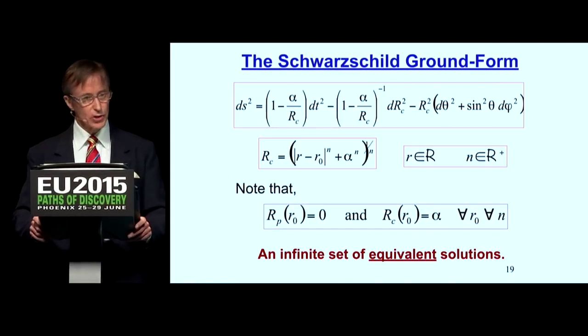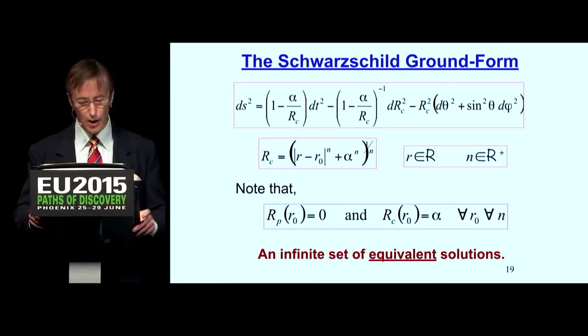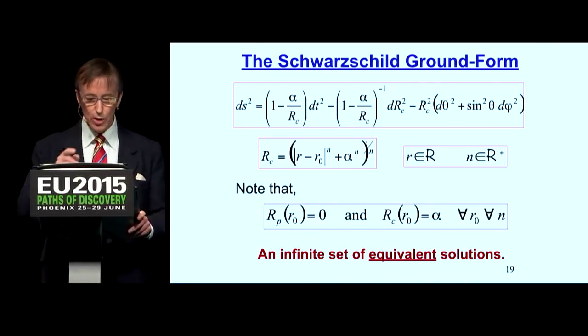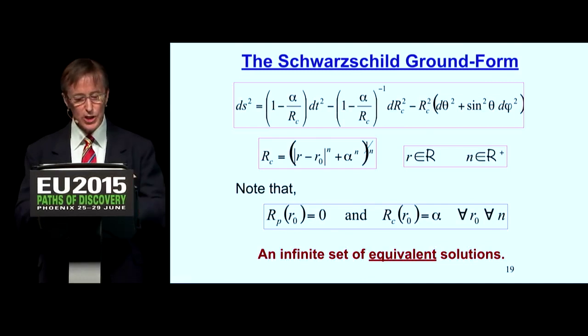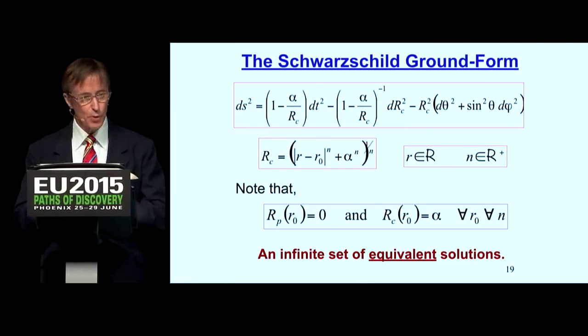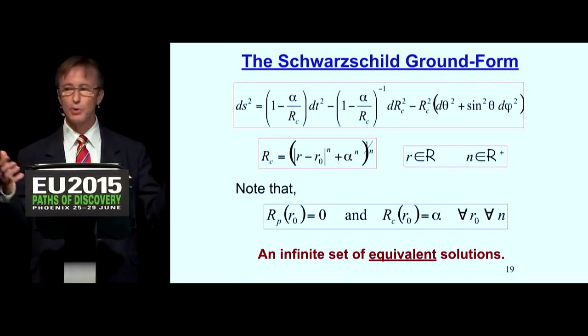Let's have a look at the Schwarzschild ground form. This is something that I wrote down in about 2005, in my first paper on this subject. Have a look at this equation, particularly Rc. Now we see here, n is any positive real number, and r is any real number. So is r naught, any real number. r naught and n are only arbitrary constants. You can pick what you like.